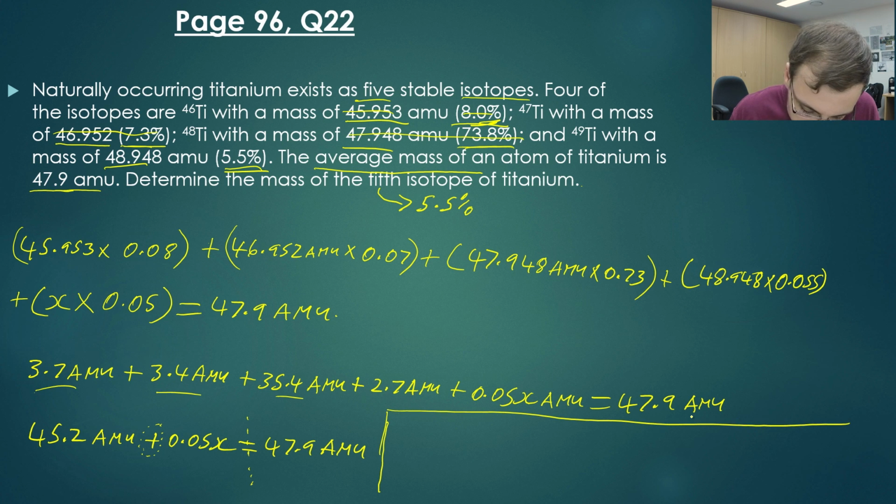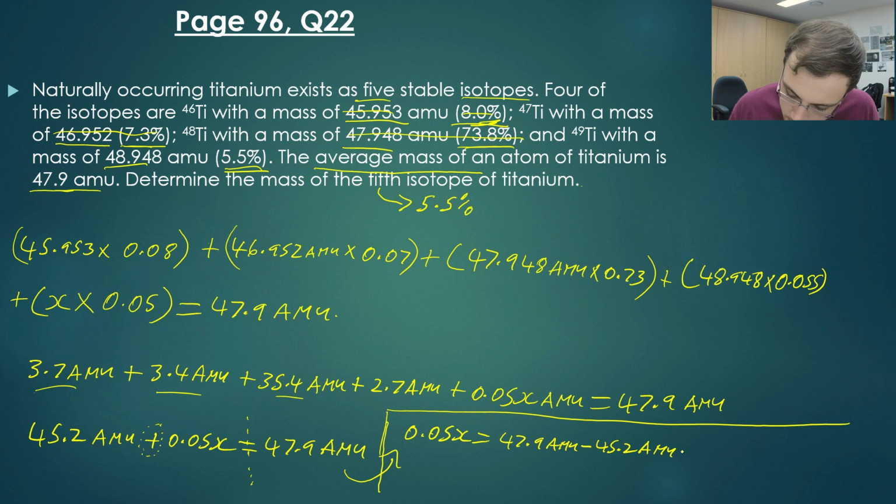I'll just draw a bit more room here, so I'll continue this over here. So it's going to be 0.05x is equal to 47.9 AMU minus 45.2 AMU, which will give us 0.05x is equal to 2.7 AMU.